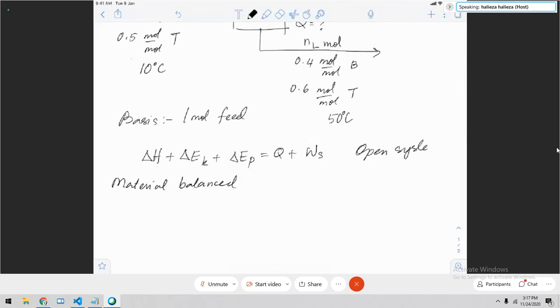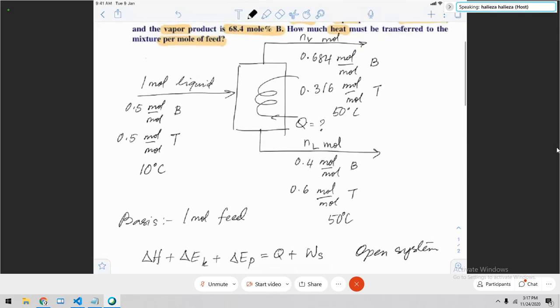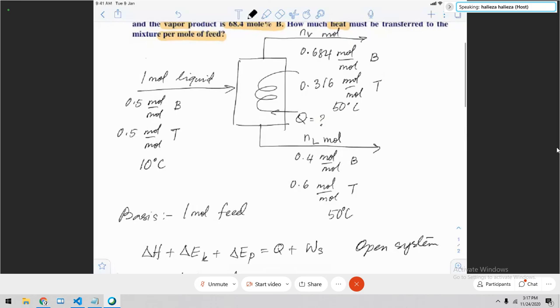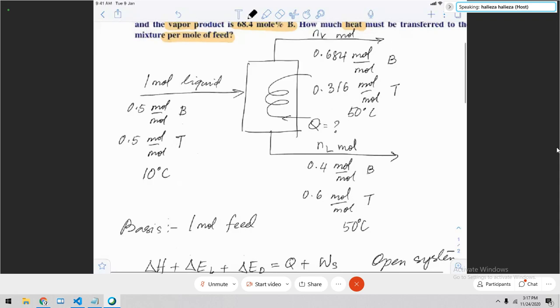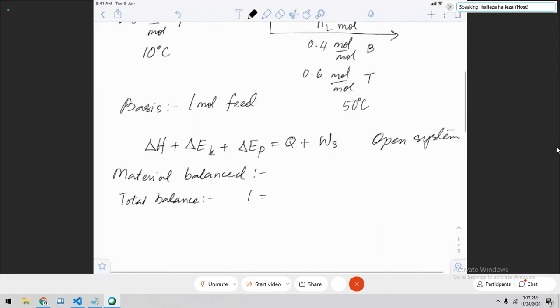Okay, do the material balance. You need to find NL and NV, the bottom flow rate and the top flow rate. Okay, total balance. What is the total balance? Look at the flow rate, the diagram. N1 equals NV plus NL. Okay, thank you. 1 equals NV plus NL. That's the first equation.